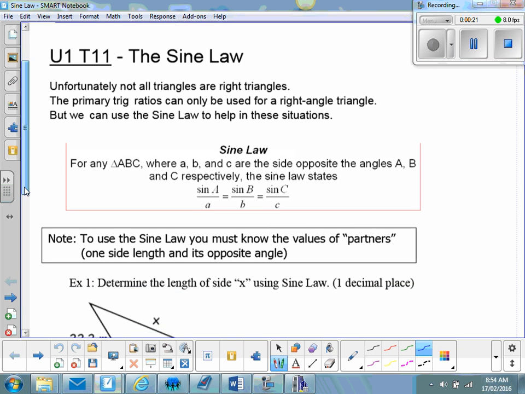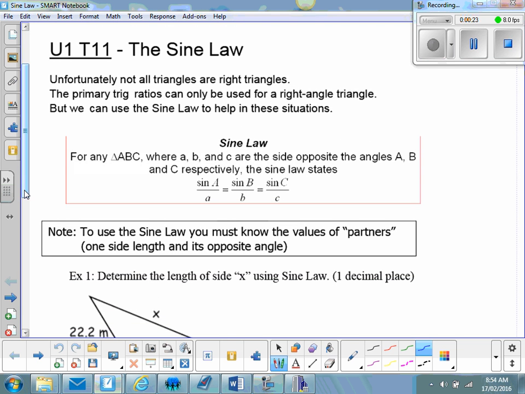So unfortunately not all triangles are right triangles. The primary trig ratios, so our SOHCAHTOA, can only be used for right-angled triangles. But we can use the sine law to help in some of these situations where we don't have right triangles.